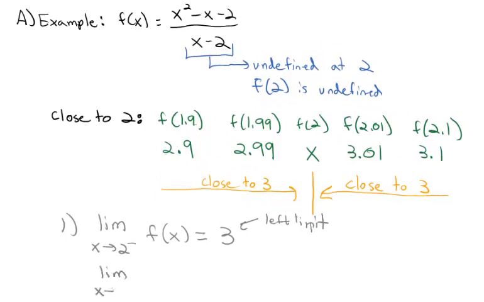Similarly, if x comes into 2 from the right side, notice we do a plus to represent from positive infinity, the right side, as opposed to negative infinity on the left side, f of x coming in from the right side, 3.1, 3.01, 3.001, is getting closer and closer to 3. We call that the right limit.